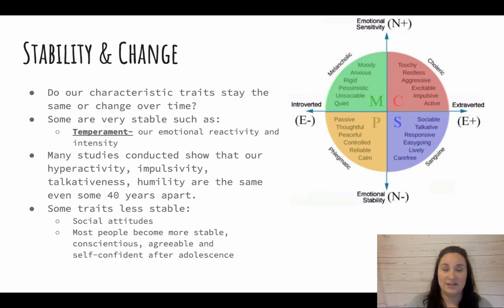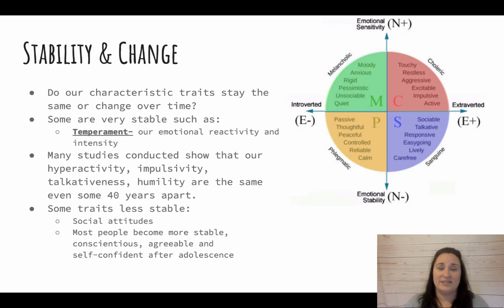The third debated topic and research topic is stability and change. And so these researchers look at, are our traits more changing as we age, or are they more stable? So for example, some traits like temperament, which is our emotional excitability or our emotional reactivity, that generally is stable. Meaning if you were a very emotionally reactive infant, then you tend to be like that as an adult. There are some fluctuations, especially around adolescence, because you are more socially influenced. But generally, when we look at, even 40-year studies, these things tend to stay stable.